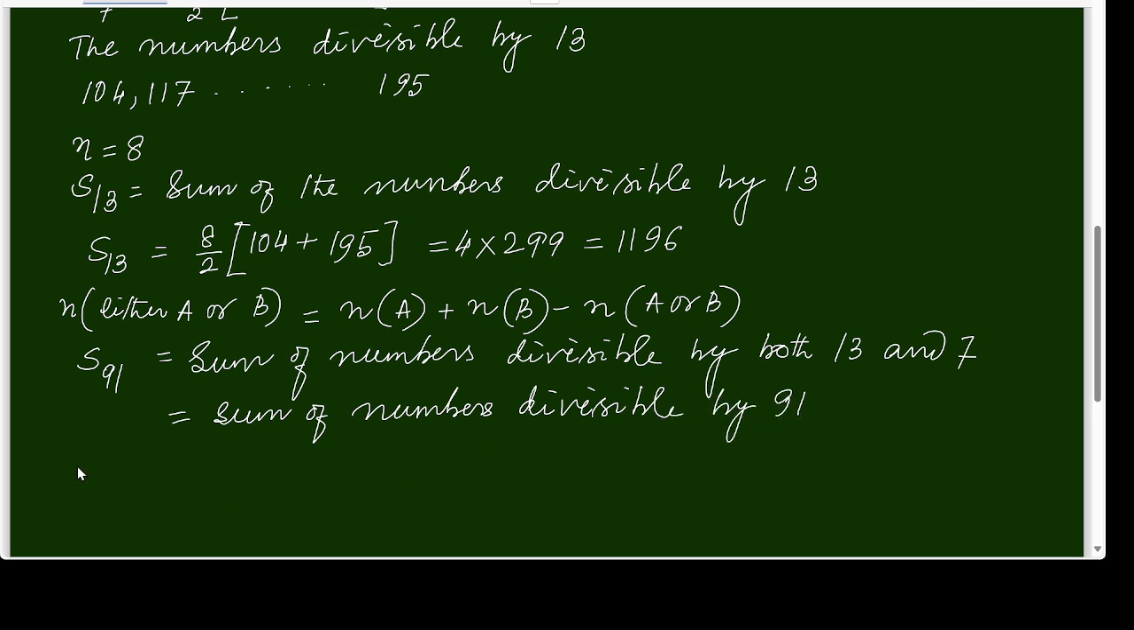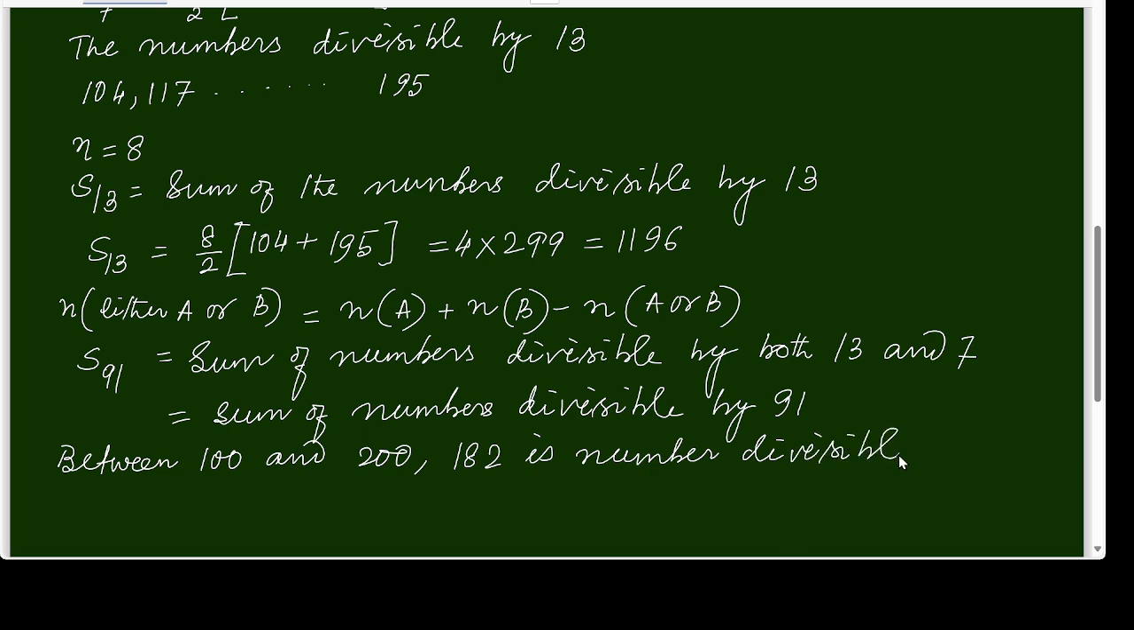So between 100 and 200, 182 is the number divisible by 91.